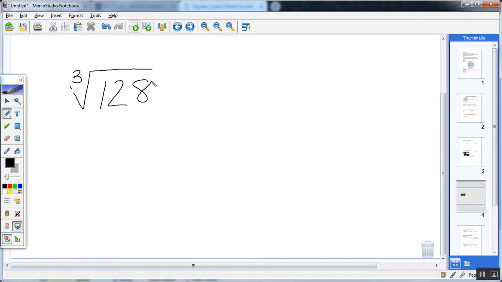You may have a solution for me. Jazzy, what'd you come up with, kid? 2 times the cube root of 16. Okay. Anybody have anything different? Belle?